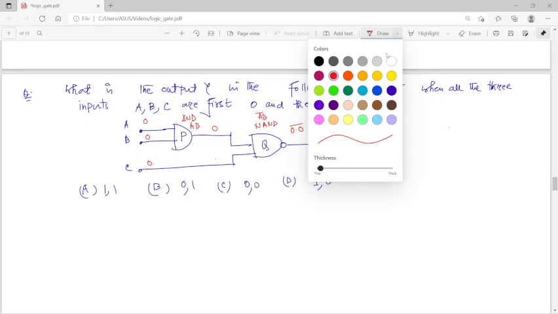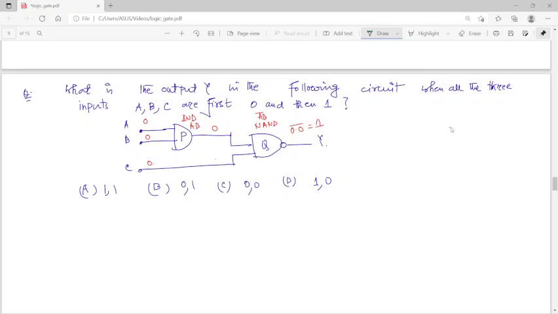In the second case, if I put all ones, 1 1 1, then 1 dot 1 will give you 1, and 1 dot 1 bar will give you 0. So what should be the output? 1 and 0, right? That type of question is coming. This was also in NEET 2016.